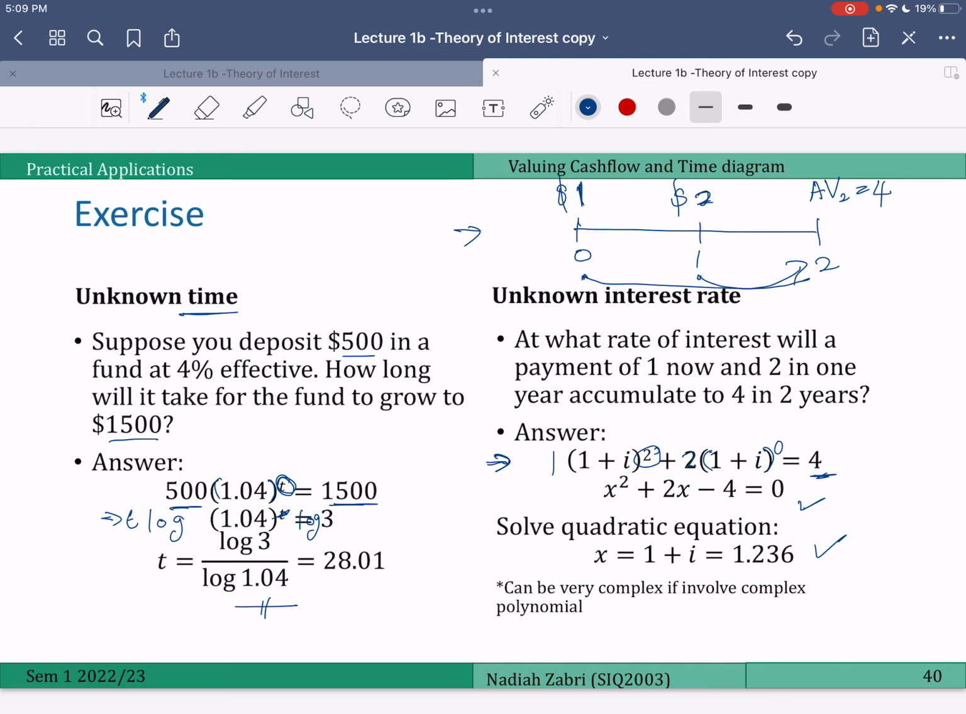So this is a simple problem, but as you can see, if you involve more single deposits, then this will lead to a more complex polynomial. So maybe something to the power of 3, something to the power of 5, something to the power of 8. So it can be a very complex polynomial. So usually in our exam, if I want to give something with an unknown interest, I will give something that can be solved in an exam environment, so it wouldn't involve too much complex polynomial.